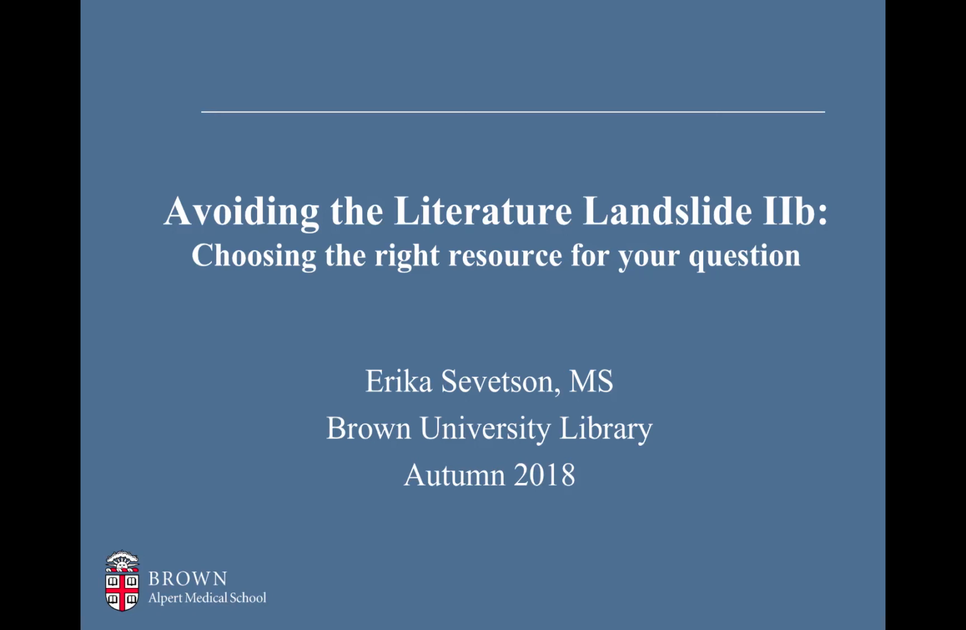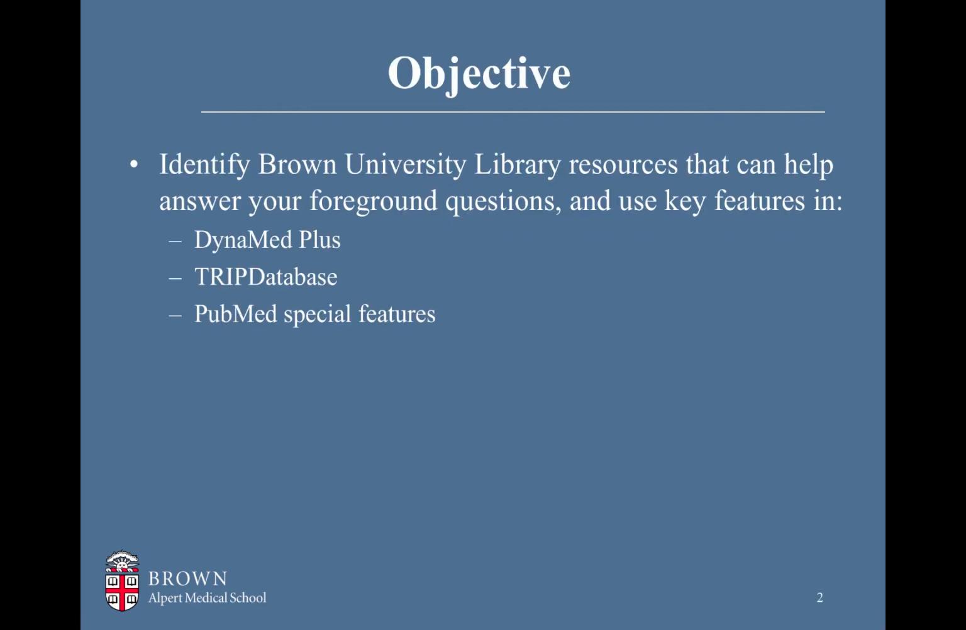Welcome to Avoiding the Literature Landslide, Part 2b, Choosing the Right Resources for Your Question. Our objectives in this module are to identify Brown University Library resources that can help answer your foreground questions and to use some of the key features in Dynamed Plus, the TRIP database, and some special features in Pubmed.